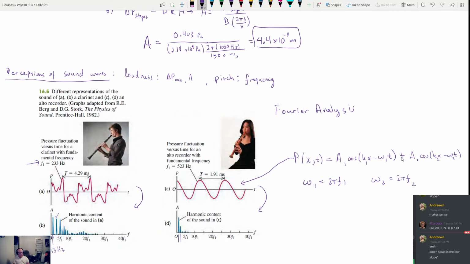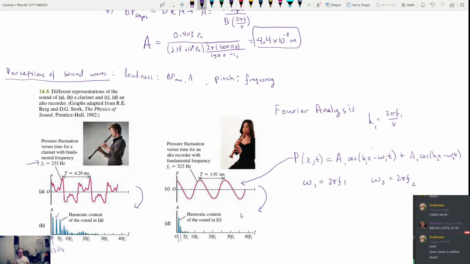And you could also figure out what k1 and k2 are. You would just need speed, right? Because k is equal to 2 pi f over velocity, right? So k1 would be 2 pi f1 over v, and then k2 would be the same, right? So when we do Fourier analysis, what that allows us to do is to say that really this upper wave right here is just a sum of two different cosine waves.